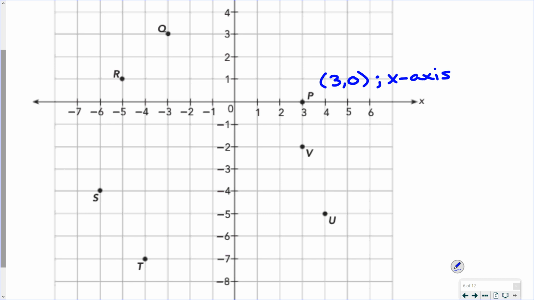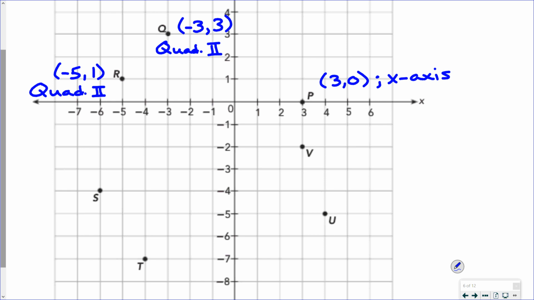For Q, our ordered pair, we go to the left 3 first, so that's negative 3. Then we go up 3. So our ordered pair is negative 3, 3. And Q is in quadrant 2. For R, our ordered pair would be -5, 1, and we are once again in quadrant 2.